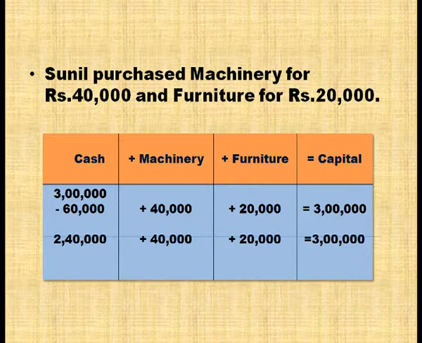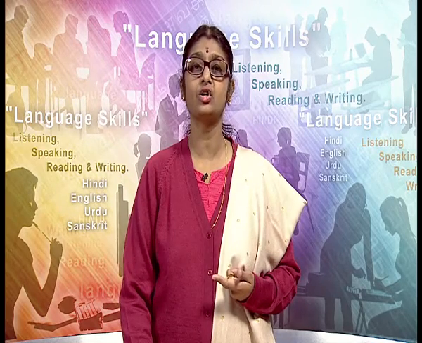How much cash is going from the business? 40 plus 20, 60,000 cash is going from the business. So, cash is deducted rupees 60,000. After deducting the cash, accounting equation will be like this: 3 lakh minus 60,000 as cash, that is 2 lakh 40,000 cash, 40,000 machinery, furniture 20,000. So, that will come to 3 lakh on the asset side, and liability side also we have 3 lakh. So, accounting equation is satisfied.